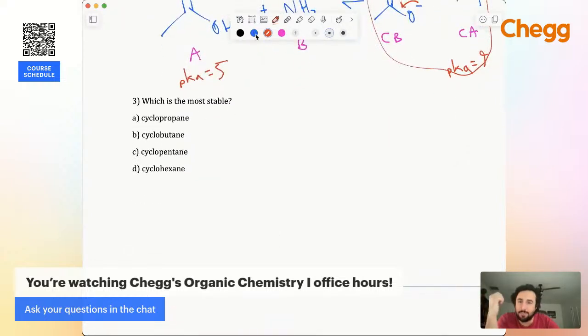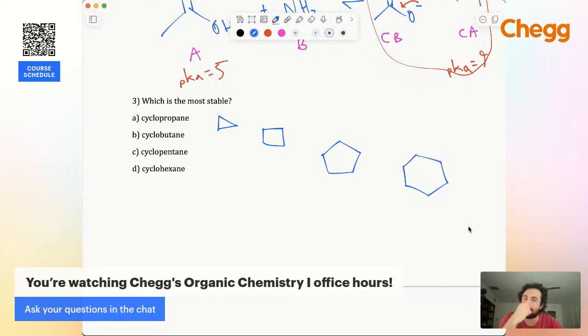Which is the most stable? We have cyclopropane, cyclobutane, cyclopentane, and cyclohexane. If we're talking about the stability of these cycloalkanes, we're definitely going to be looking at ring strain. These much smaller rings have a lot of ring strain.